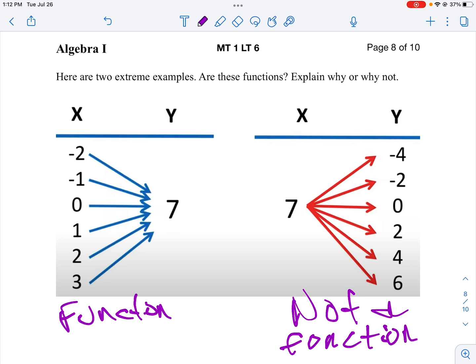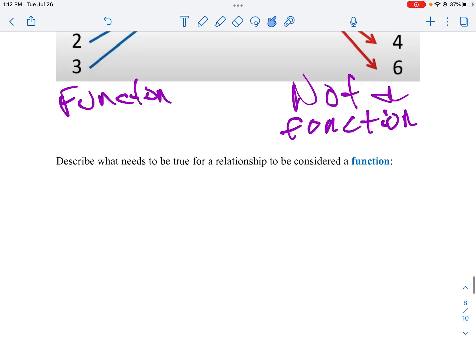So if it always goes to the same number, it can be a function. It's just if it starts with 1 and it goes to a multiple, then it's not a function. So let's write that down.